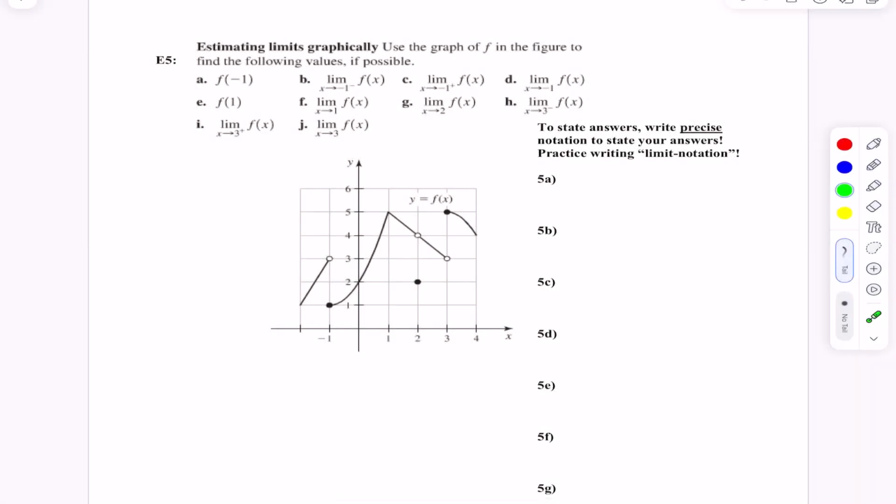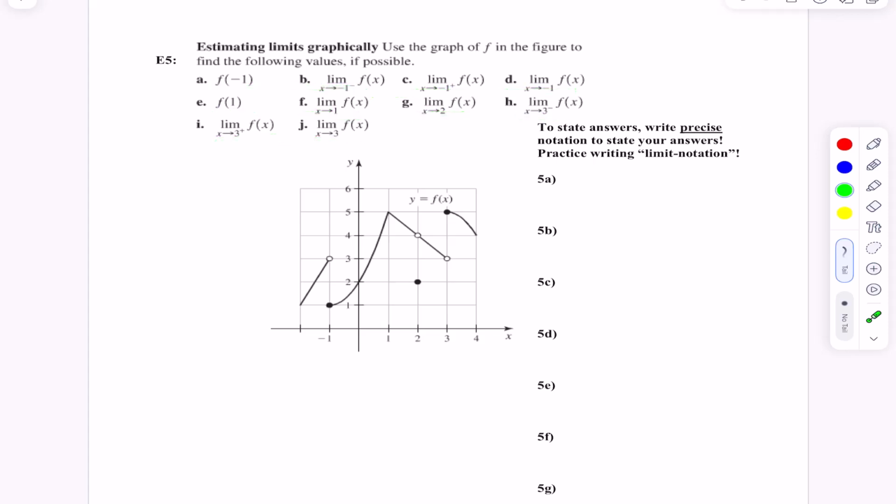Let's continue with another example. Estimating limits graphically. Use the graph of the function f in the figure to find the following values, if possible. If it's not possible, try to give a reason why it's not possible. So let's practice rewriting these expressions. Whenever you rewrite expressions, make sure you copy the original expression down. For this example, I'm probably going to write top to bottom.